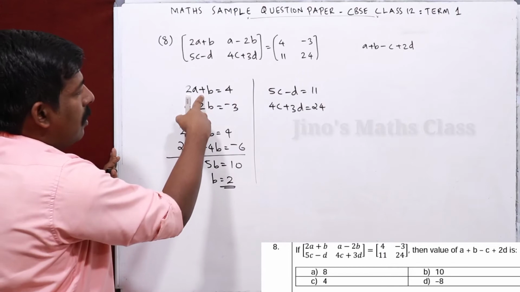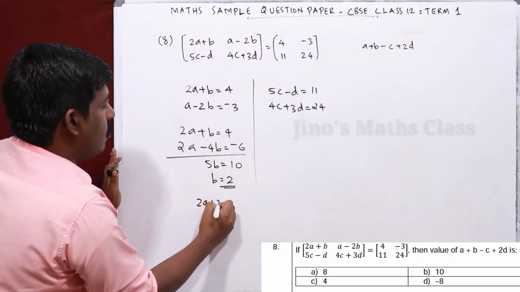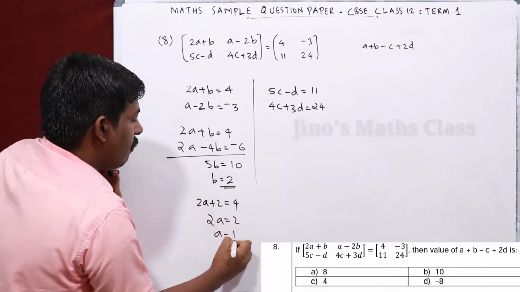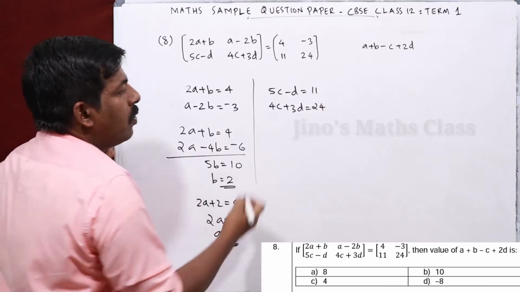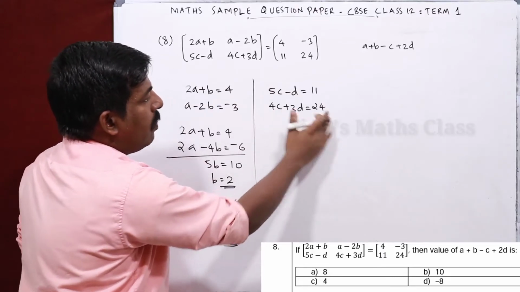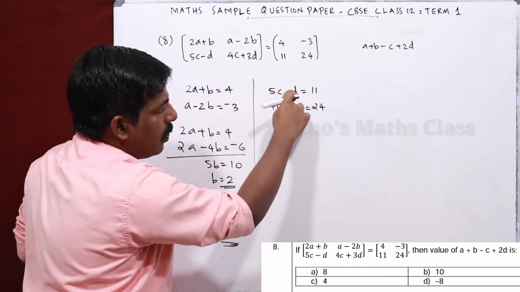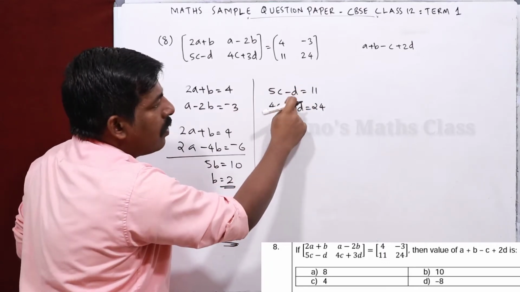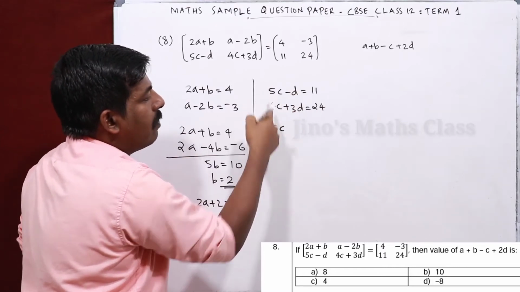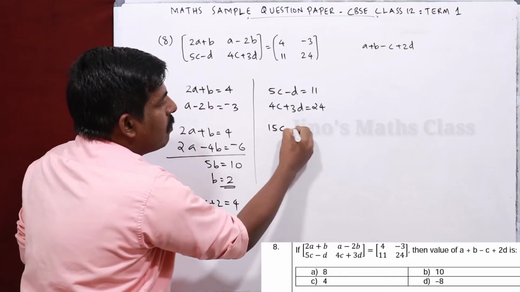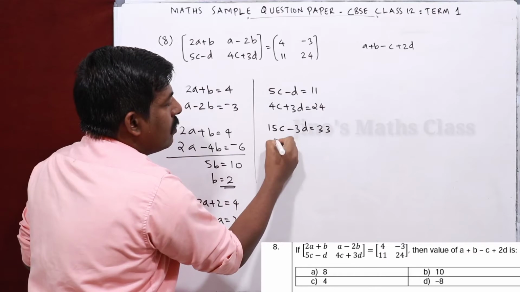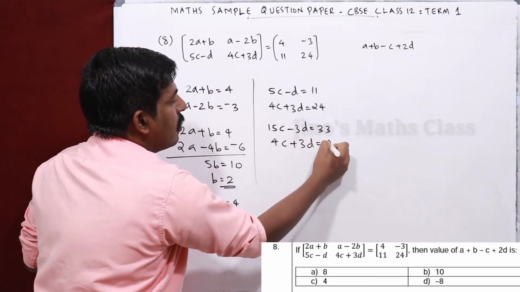So substitute here, we will get 2A + 2 = 4. That means 2A = 2, or we are getting the value of A as 1. And look here, second equation, it is 4C + 3D = 24. So we can multiply the first equation with 3 to make the coefficients of D the same. So that means here it is 15C, that means 5 into 3 means 15. Here it is −3D, that is equal to 3 into 11, 33, and the next equation is same, 4C + 3D = 24.